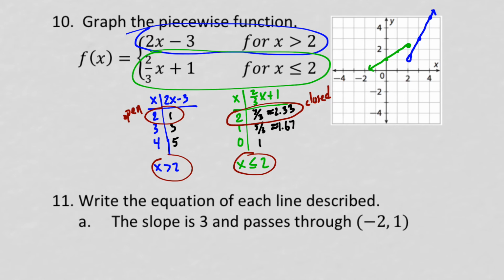For the blue one, it's 2, 1, 3, 3, and 4, 5, and it goes like that. For the green one, it's 2, 2.33, 1, 5/3 right here, and 0, 1, and it keeps going that way. You cannot cross past the closed circle or the open circle.